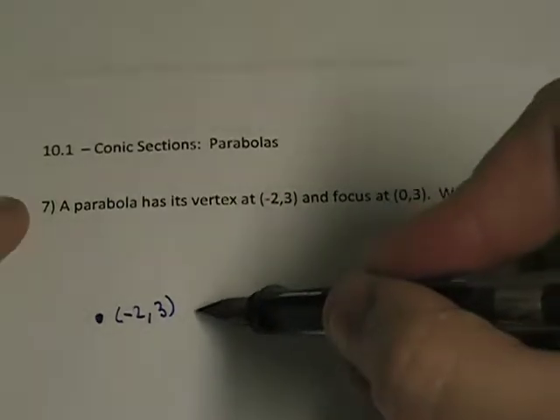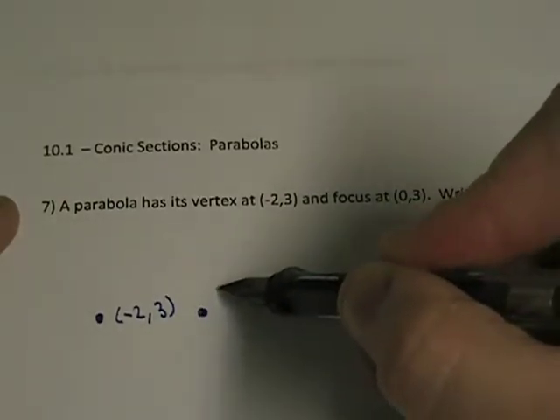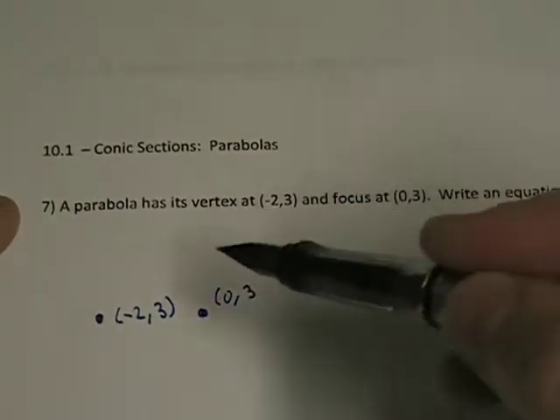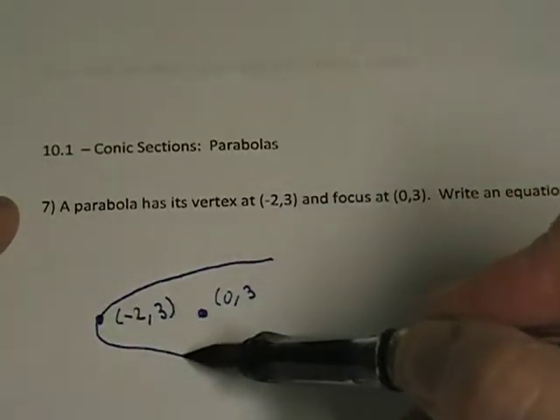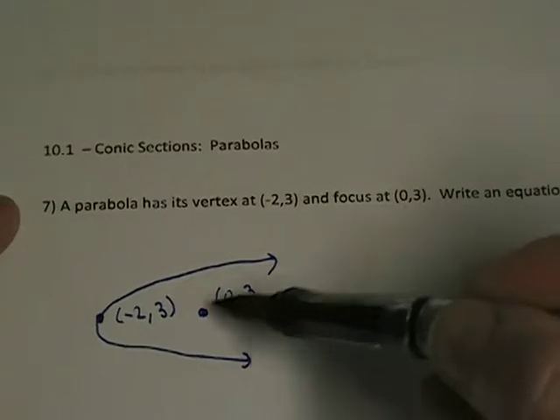So what that means is that this thing did not change in the y direction, but it in fact moved to the right in the x direction. So this will be (0, 3). And so that means the parabola has to point that way because the focus has to be inside the parabola.